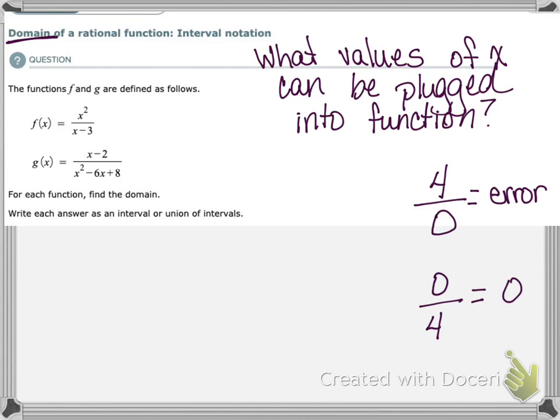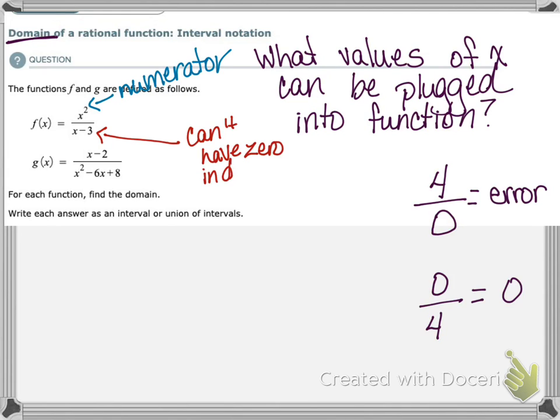So 0 in the numerator is okay. However, a 0 in the denominator is what we have to prevent. So we can't have 0 in the denominator. That's what makes it undefined. So when we are finding the domain of a rational function, we don't need to focus on anything except the denominator.